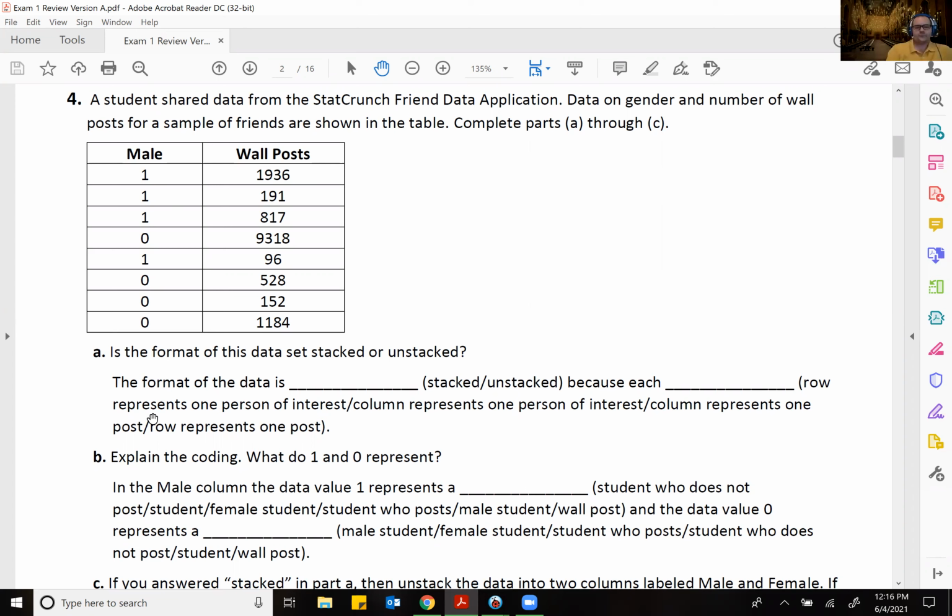So right here, we know that the data is stacked because of a couple of reasons here. Each row represents one person of interest. Or is it each column represents one person of interest, or each row represents one post?